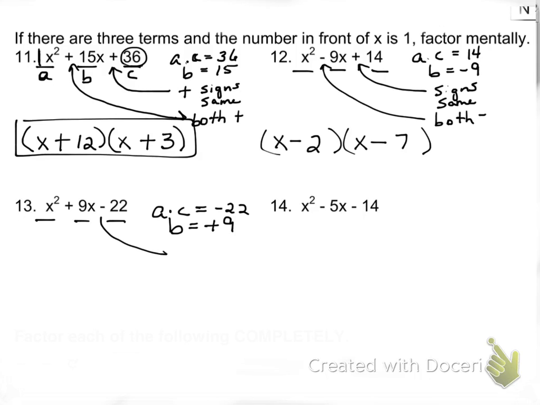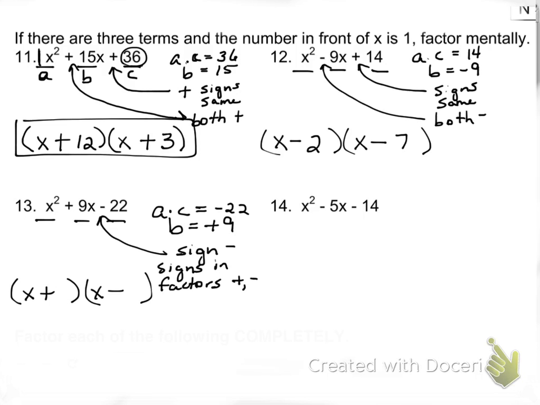All right, now we have a negative sign there. So if the sign is negative, the signs in the factors are not the same. Okay, we have a positive and a negative. Now, if the first sign is positive, that means our larger absolute value number is positive. So we can make our two factors, x plus and x minus, because we know the signs are different. Now we're going to end up subtracting these two numbers to get the 9.